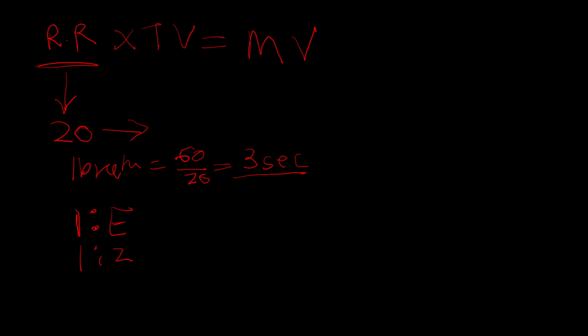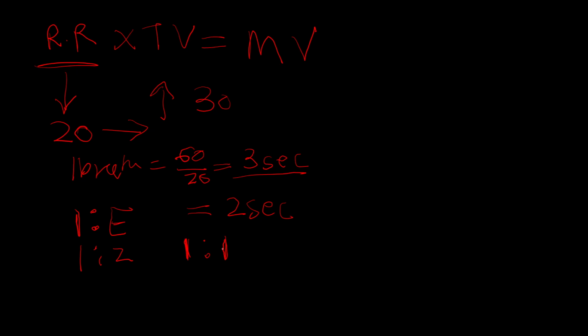Expiration is passive on a mechanical ventilator. Inspiration is where the flow is generated and actively given to the patient. What is the effect of increasing respiratory rate? Suppose the respiratory rate goes up to 30 per minute. What will happen is your total cycle time, 60 by 30, will become 2 seconds. What is affected in the IE ratio is the expiratory time. So your inspiratory time remains 1 second, expiratory time becomes 1 second.